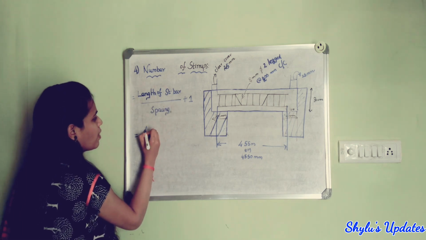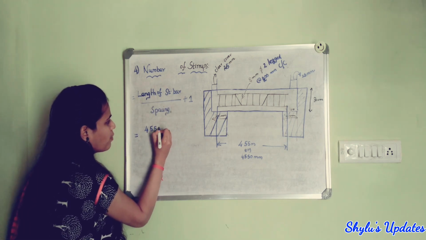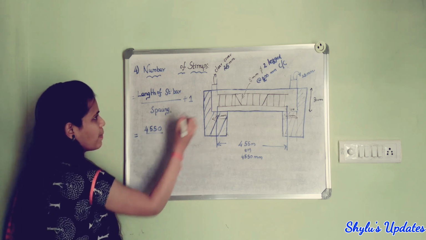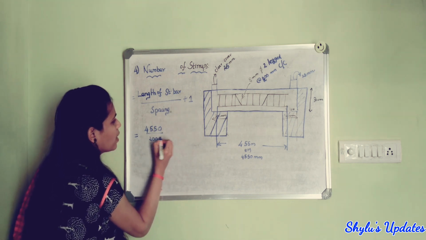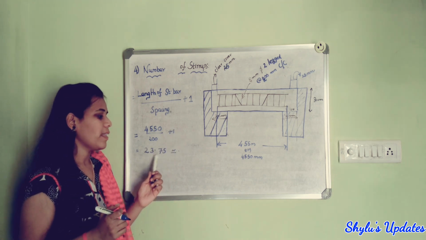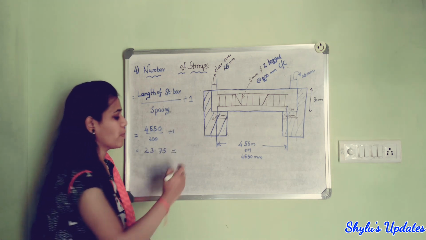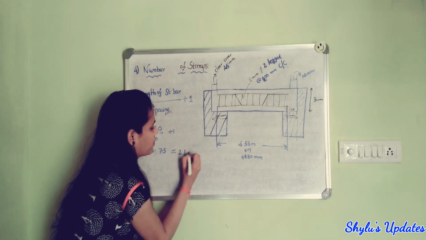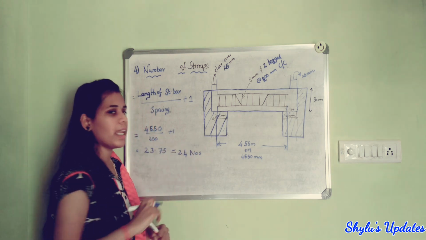Length of straight bar divided by spacing. Spacing is 200 mm, plus 1. So when we solve this, we get the answer 23.75, which is equal to 24 numbers. So this is the total number of stirrups.